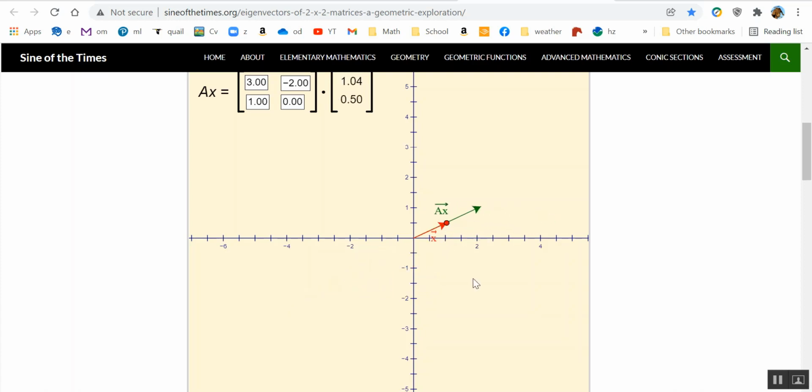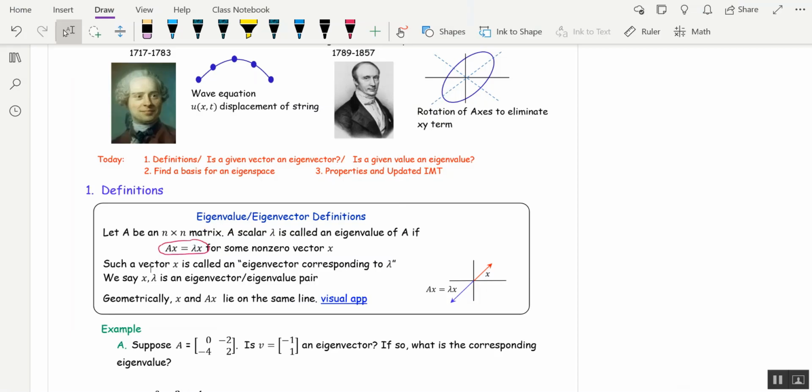Now, not all matrices have real eigenvectors and eigenvalues. So let me show you another one. Okay, this is the rotation matrix that takes a vector x and rotates it by 90 degrees. You can see clearly here that no matter what x is, Ax and x are never going to line up. Okay, back to the lecture.